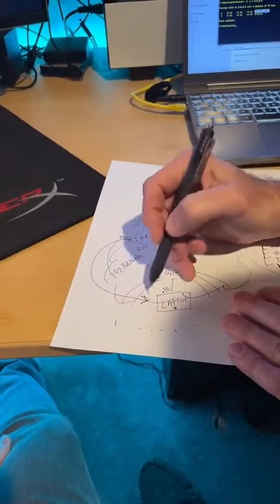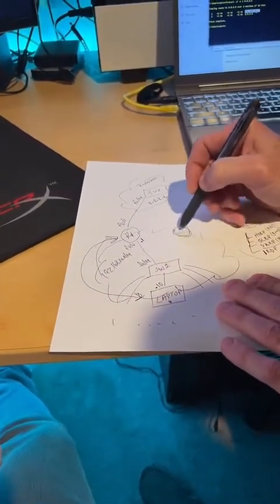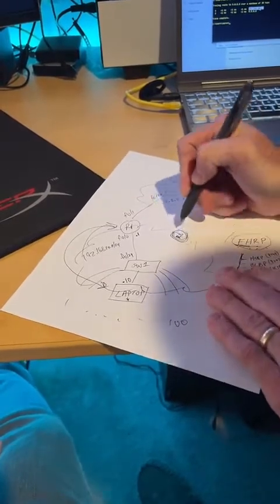There's not a dynamic routing protocol. If there was a dynamic routing protocol, we could stick another router here. I'm going to go ahead and draw it. I'm going to say this is router 2, and I'm sorry, I'm writing sideways.